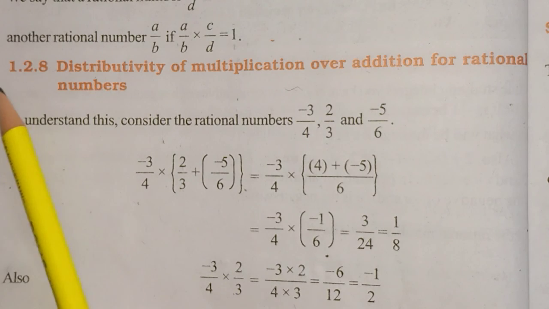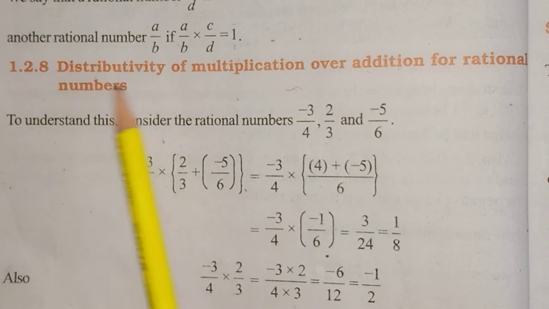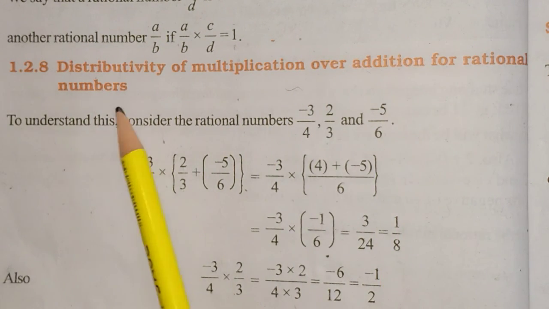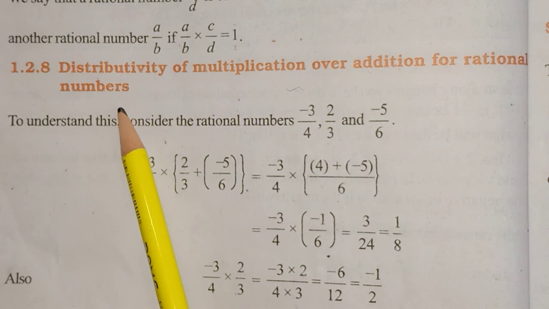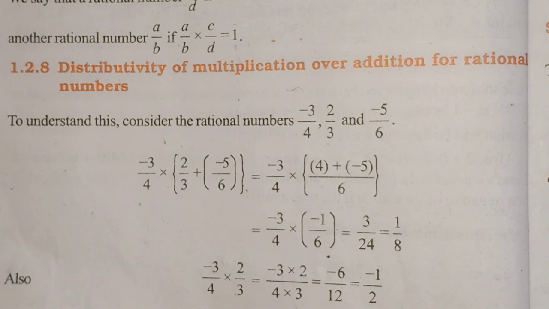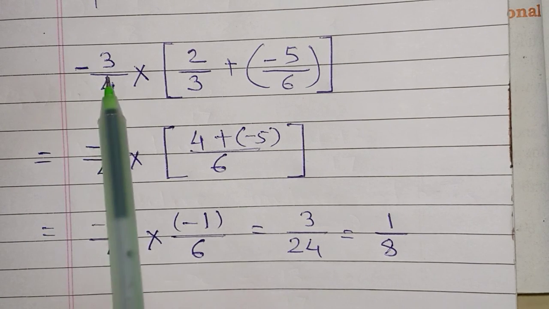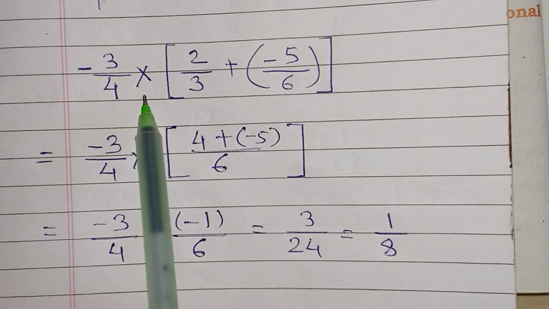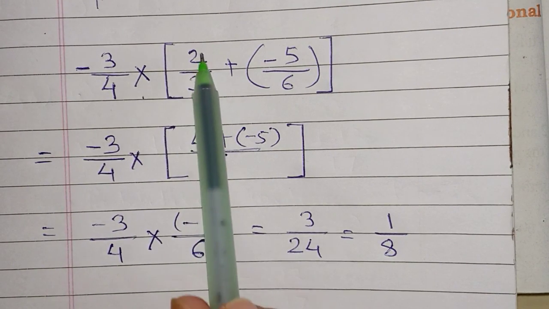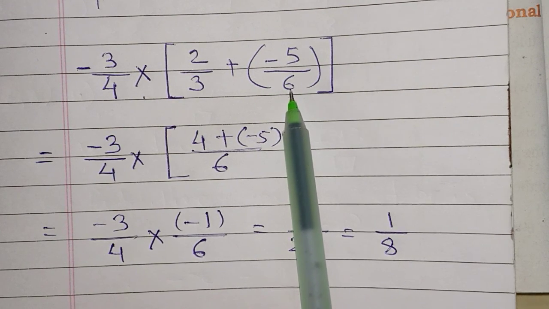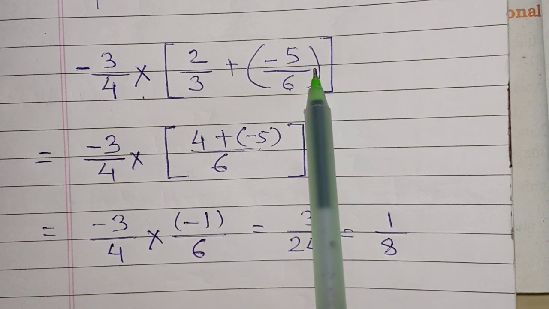Now the next point is 1.2.8, distributivity of multiplication over addition for rational numbers. To understand this concept, let's solve a simple example. Here we have three numbers, so I have written the sum as minus 3 upon 4 into bracket 2 upon 3 plus minus 5 upon 6. Now let's solve this bracket first.